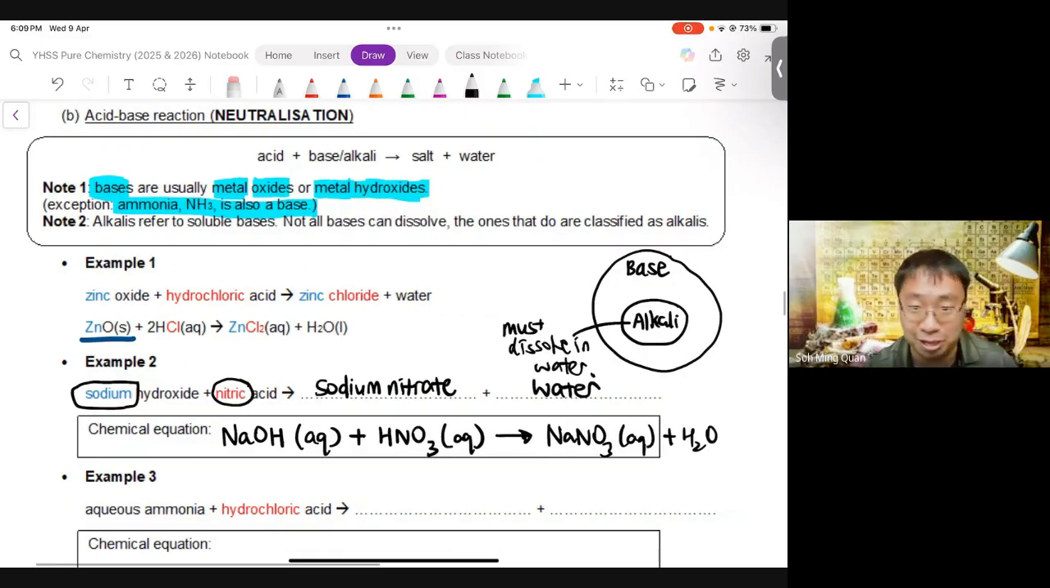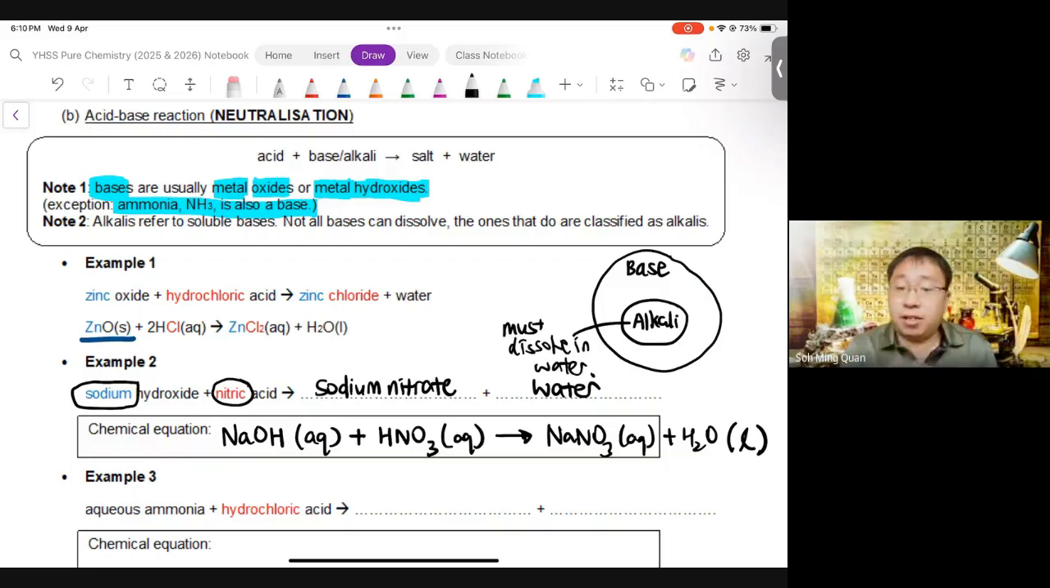Now, H2O is not aqueous. Water doesn't dissolve in water. It's rather odd to say water dissolves in water, right? H2O is a liquid. Okay? So this is a convention. We would say that H2O is liquid. We don't say H2O aqueous.